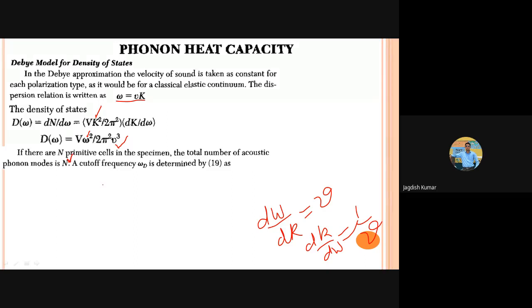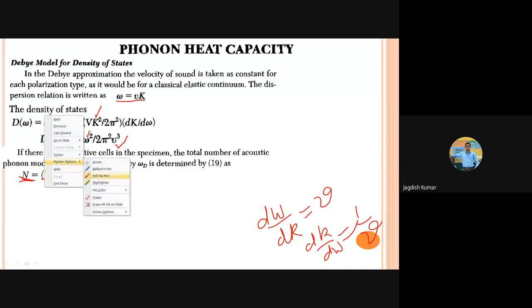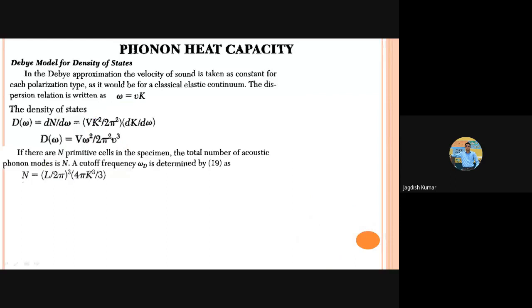So if we talk of cutoff frequency, if the total number of acoustical phonon modes is n, then if we put that n, this equation I think we have done in the previous slide itself. So this was states per unit volume. Sorry, this is volume in k space. So the maximum number of states can be what? Capital N, isn't it?